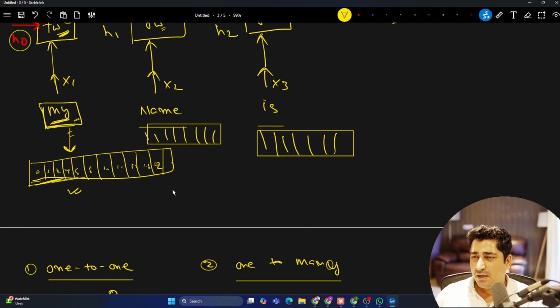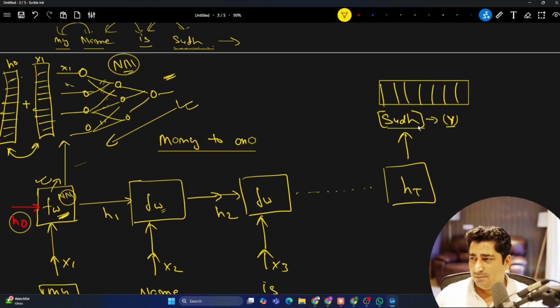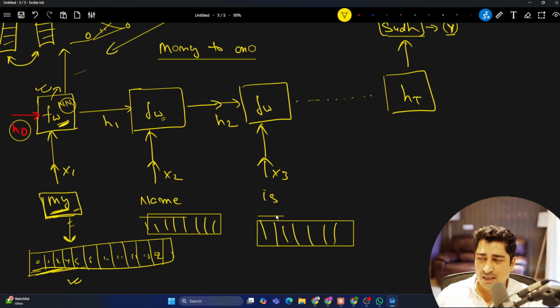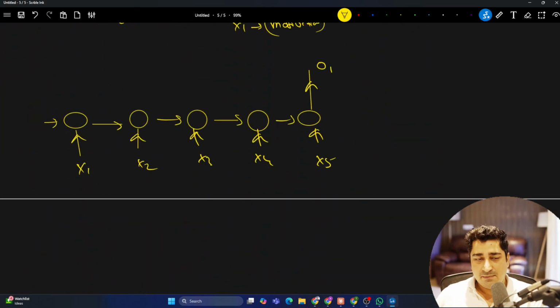So I believe I have already given you this many to one example. This was basically a many to one example where I'm giving "my name is" and sentence completion, or fill in the blanks kind of thing. Or maybe if I'm trying to perform sentiment analysis, I'm going to provide the sentence over here and then ask for a sentiment, maybe positive, maybe negative. That will be a many to one, and even the fill in the blanks I talked about is a many to one kind of example.